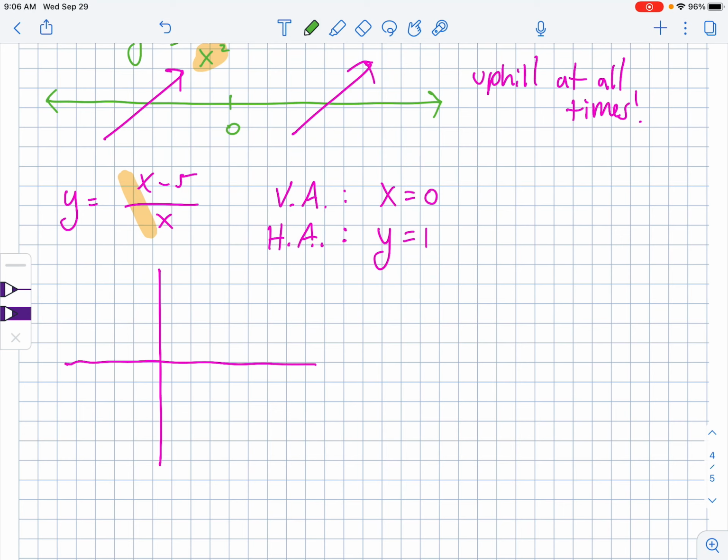Quick sketch of the function. Vertical asymptote is right here. Horizontal asymptote is right here. And then we know from the derivative it's always increasing, which means the curve goes up, cobweb going up this way as well. All of these tangents are always positive. So this is what the graph looks like.